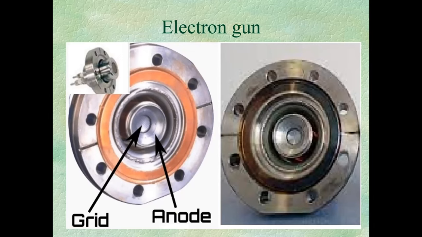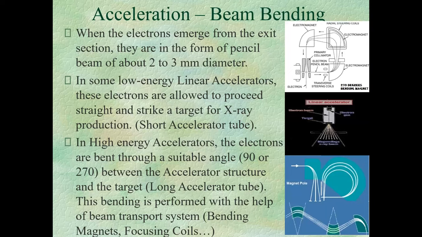Then the bending magnet. Once the electrons are accelerated to the required energy, they are bent at different angles. If we have low energy accelerators, they have a small accelerating tube, and we can directly have a target at the end of the accelerator length, and electrons can be bombarded on the target, and X-rays can be produced. So sometimes it is vertical, and in those accelerators, we don't bend the electrons.